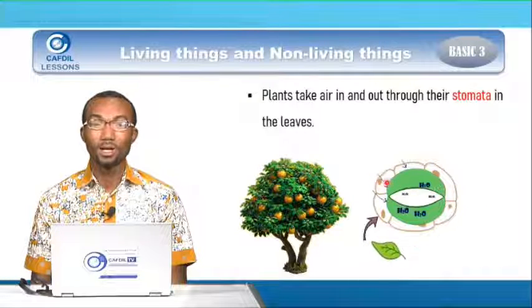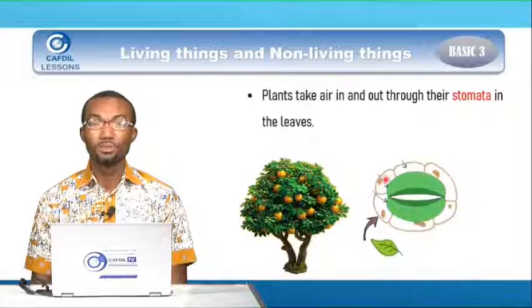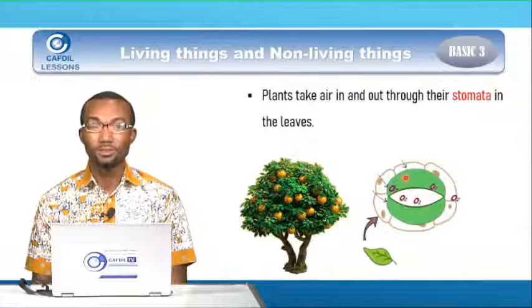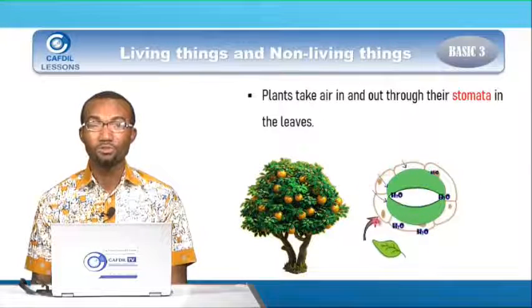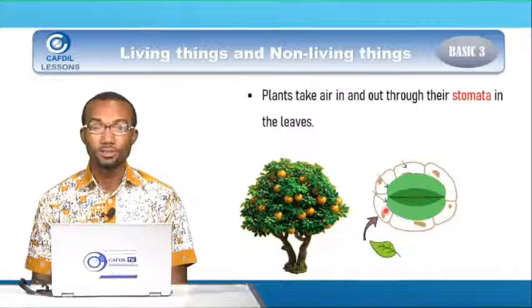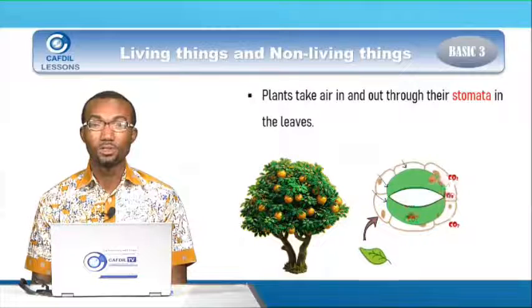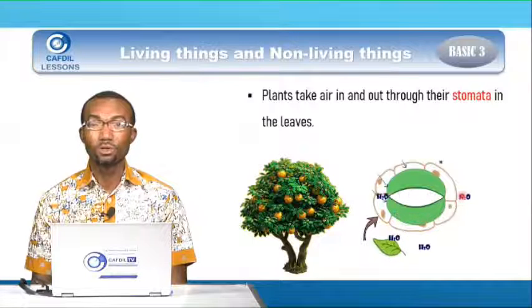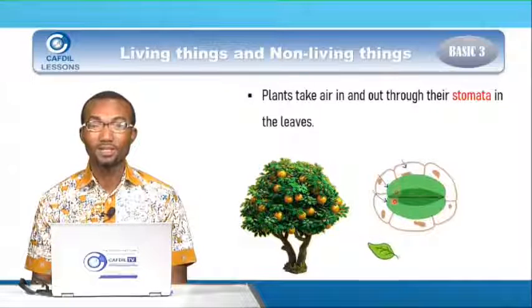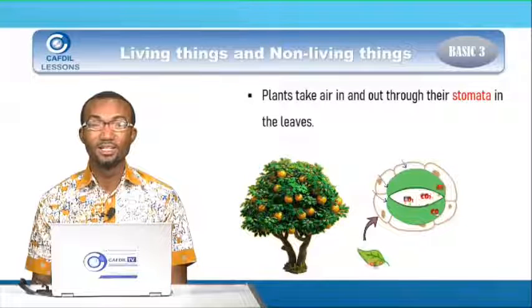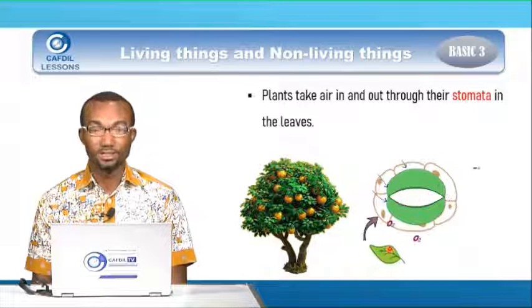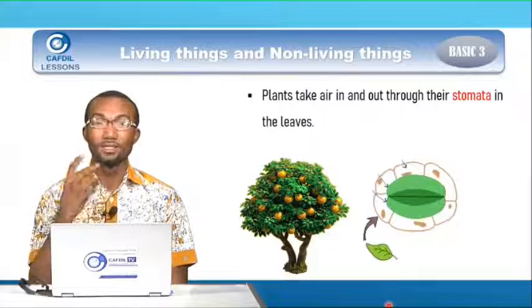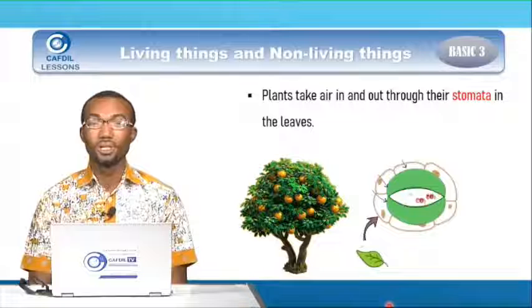So we use our nose to breathe. Fish use their gills to breathe. Plants also use their stomata to breathe. Plants do not have a nose. They have stomata, as you see here. So they breathe through their stomata, and this stomata is found on the leaves. So plants also take air in and out through their stomata.